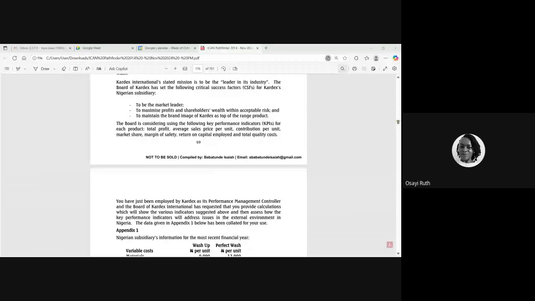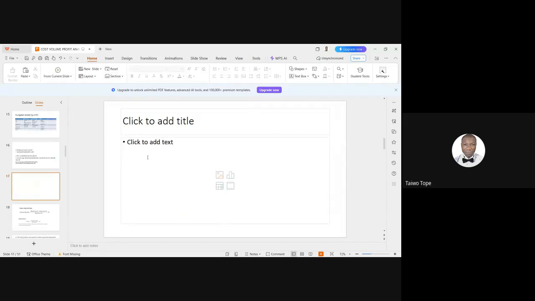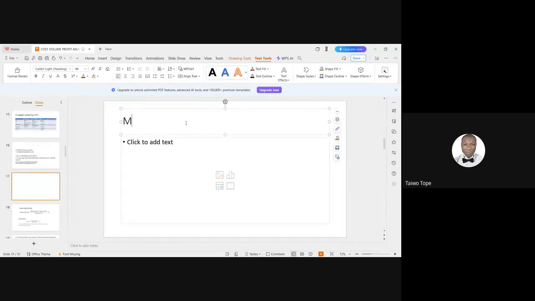Please, you are not getting it? Yeah, let's go and solve it. I know this aspect needs to be shown. Margin of safety.